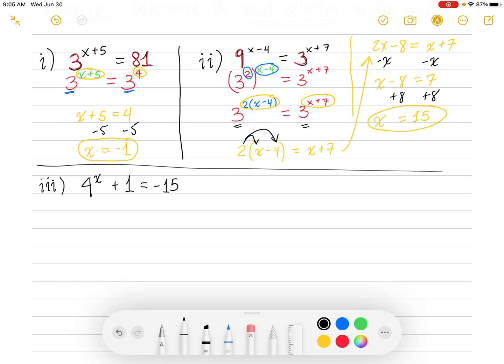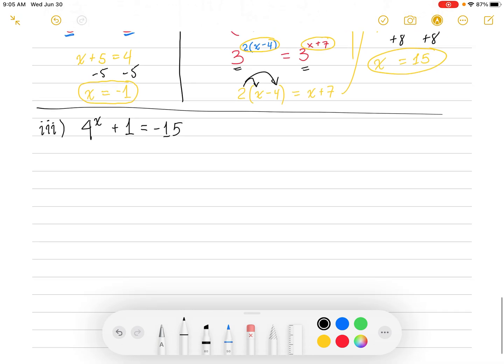Number 3. Let's say I had 4 raised to the x power plus 1 equals negative 15.